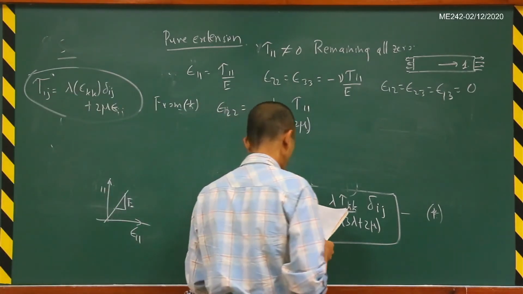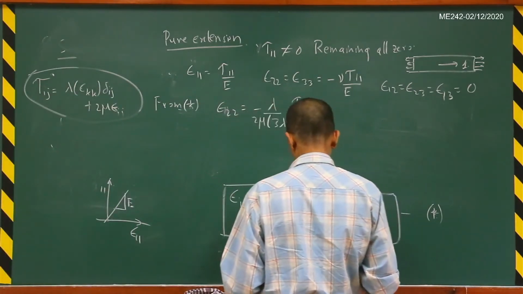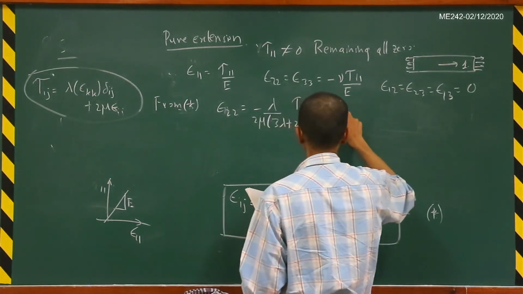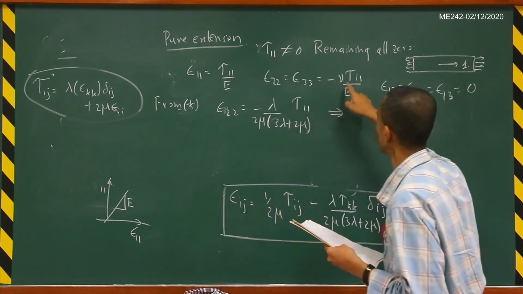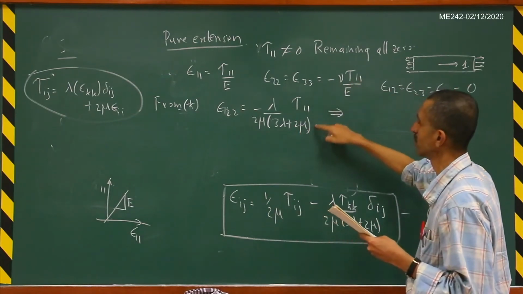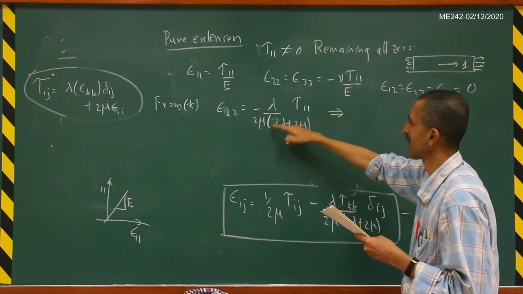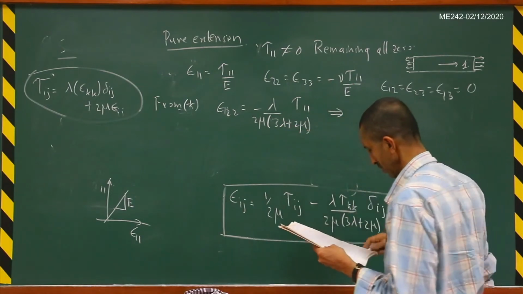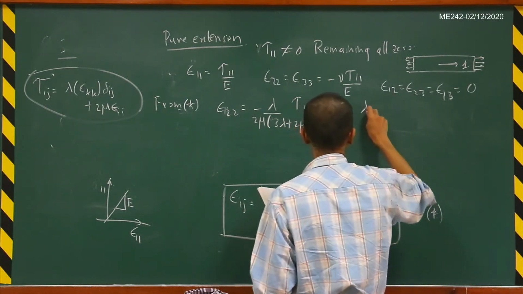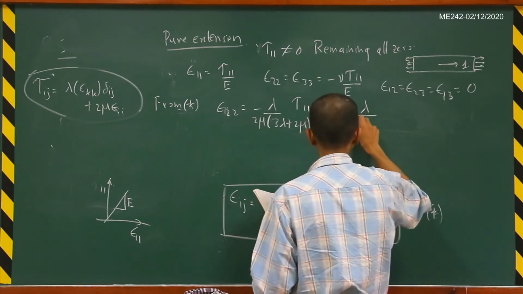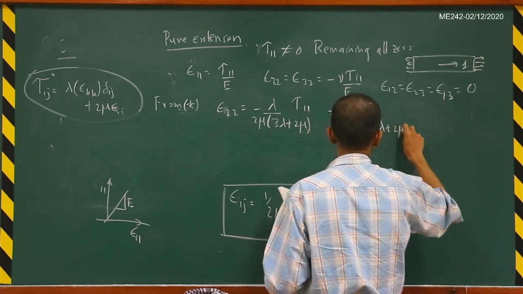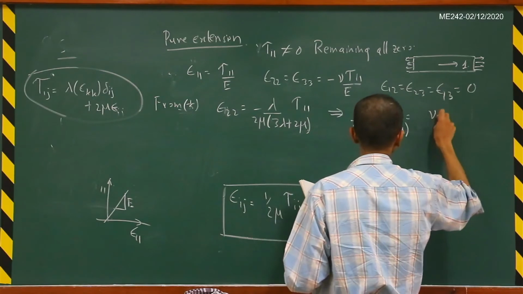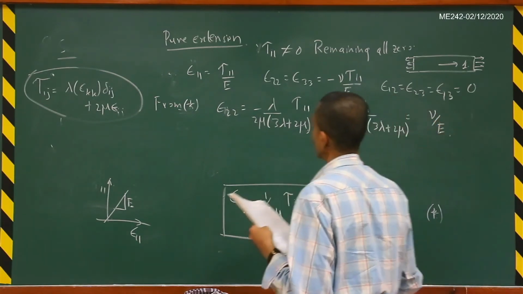And so from this, what I will get is that, you compare it now, this epsilon 22, you compare it against this, so these two expressions are the same. So from this I will get an expression for this particular quantity. So I will get that lambda by 2 mu times 3 lambda plus 2 mu is equal to mu divided by E. So this is what I will get.